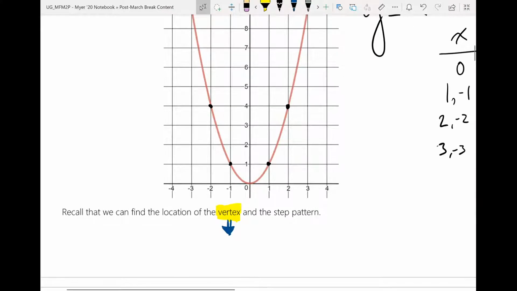So vertex is kind of like the maximum or minimum point. So it's basically as low or high as that parabola can possibly go. So the vertex in this case here is this thing right there. That's the vertex. All right, and so in this case here, the vertex is at 0, 0. Does that make sense? Okay, so that's the coordinates of the vertex.